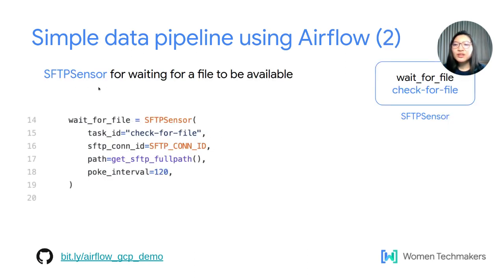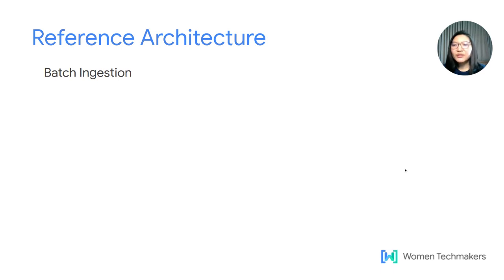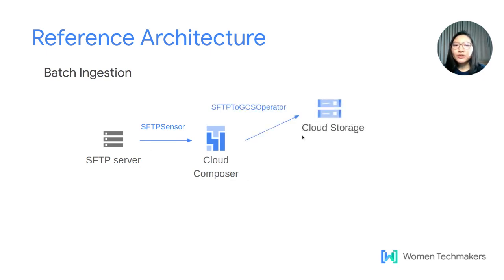After that, we will use the SFTP sensor to wait for our file. Here, we need to create the SFTP connection in the connection UI on the Apache Airflow webpage, and then you can specify the path to the file. Let's assume that we start from an SFTP server. We have a server and then we implement a sensor to look for a file. When the file comes in Google Cloud Composer, it will upload that file to Google Cloud Storage using the SFTP to GCS operator.